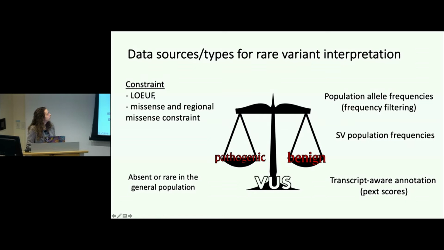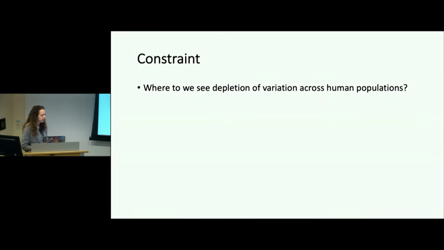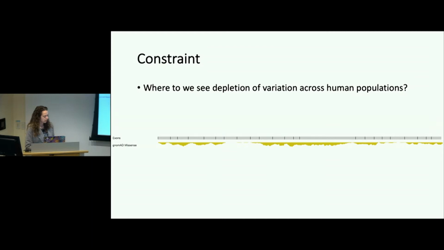So the idea of constraint is, instead of asking where we see variation in the human population, where are we missing variation? So this is just showing you exons of a gene.